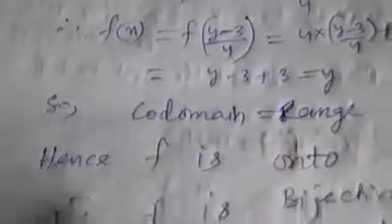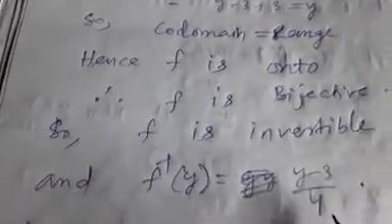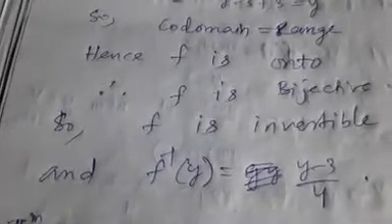Now the domain is equal to the range, hence f is onto. Therefore, f is bijective. So f is invertible. So f inverse of y is equal to (y minus 3) by 4. Okay? Any method you can follow.